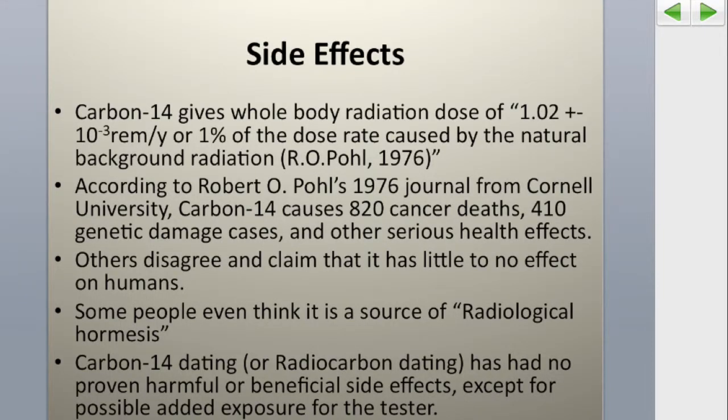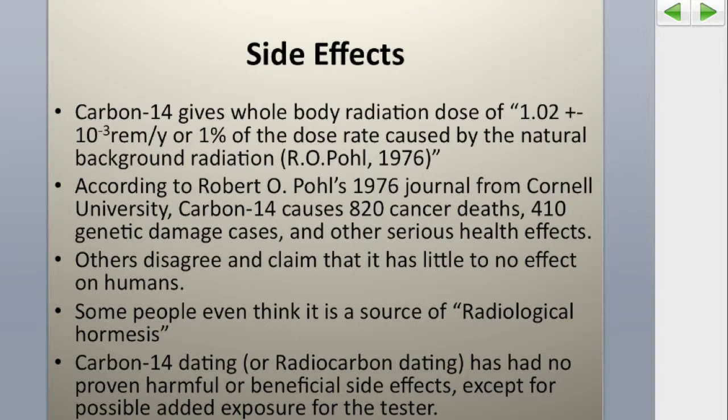Side effects. C14 gives a whole-body radiation dose that is 1% the dose rate caused by natural background radiation. According to Robert O. Pohl's 1976 journal, it causes deaths due to cancer from radiation and other negative health effects. Others disagree and claim that it has little to no effect on humans because the half-life is large compared to human life, the dose rate is so low, and there are other stronger natural causes of cancer.